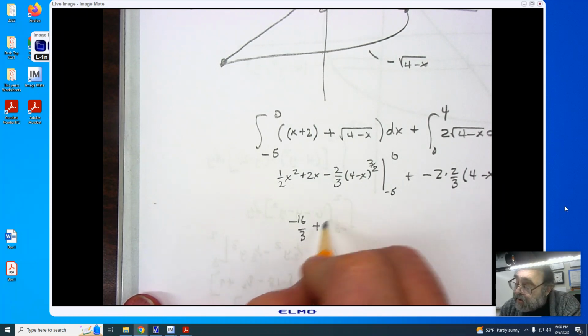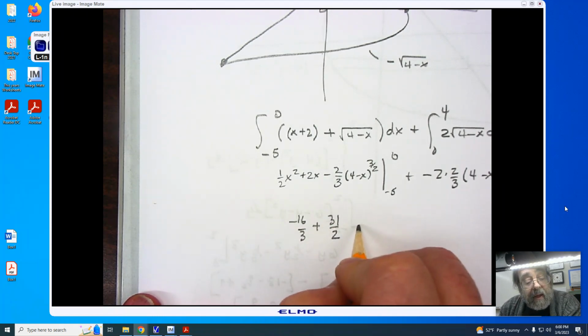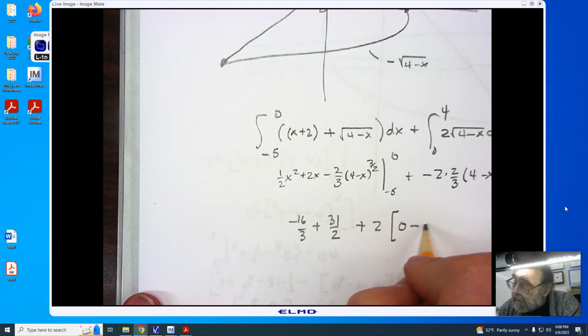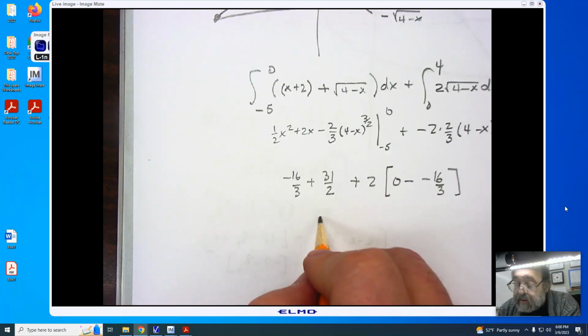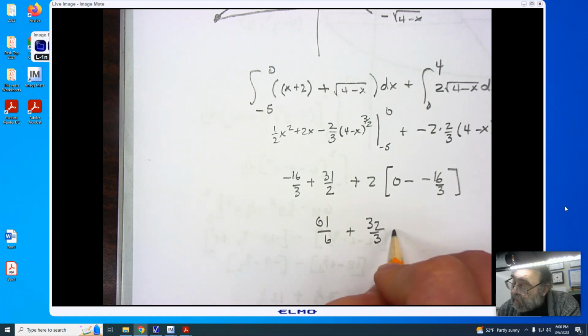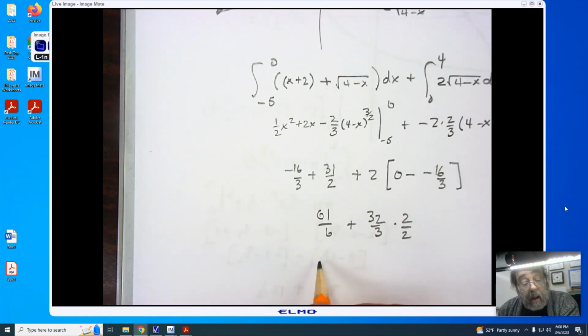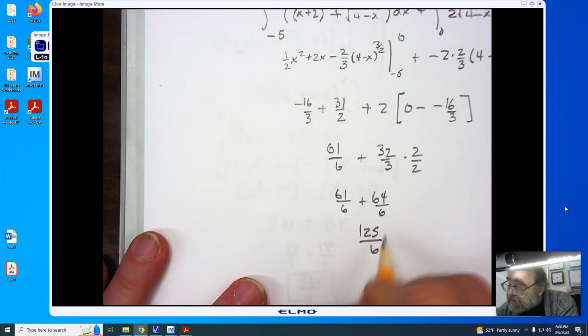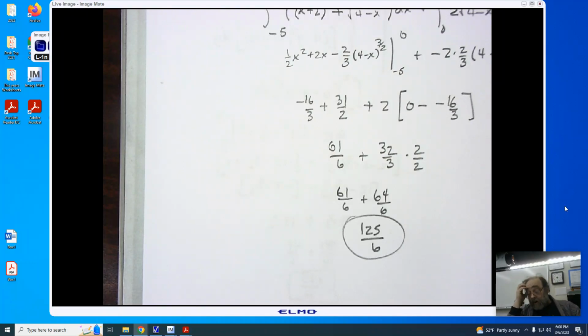-16/3. We're adding to it 31/2. We then do the second piece, which is 2 times, and let's call this 0 minus -16/3. So I end up having 61/6 plus 32/3, and we'll have to get a common denominator. And I now have 61/6 plus 64/6, and this is giving me 125/6, which was the answer that we had before.